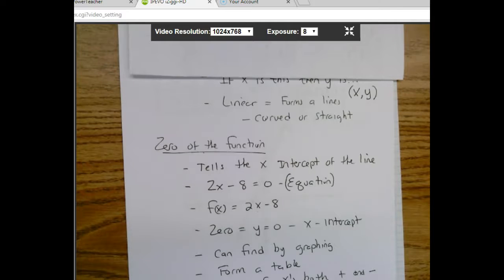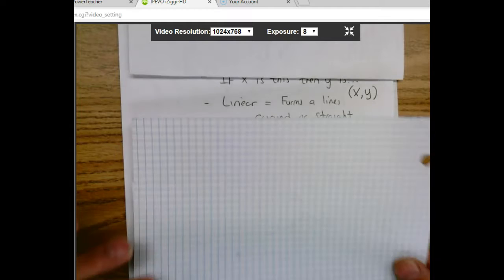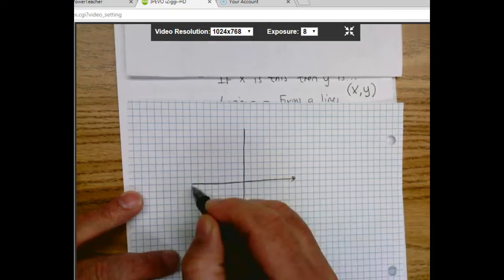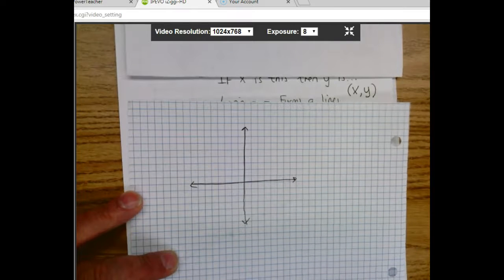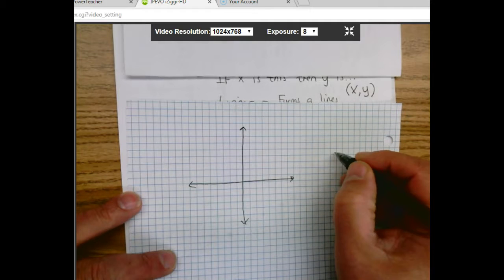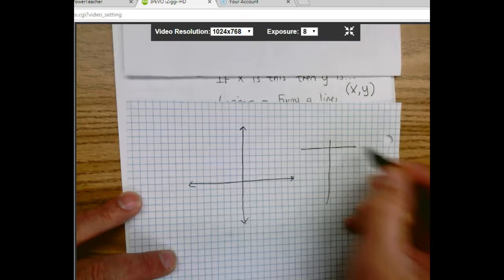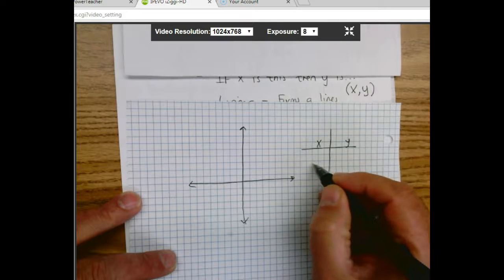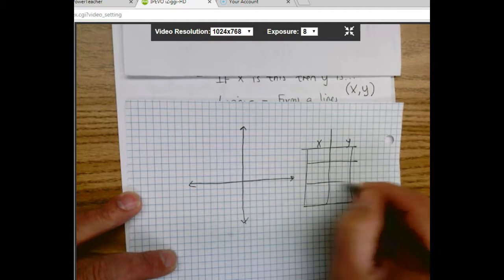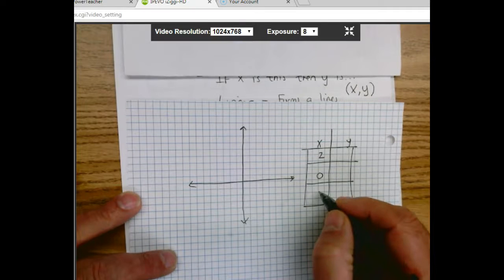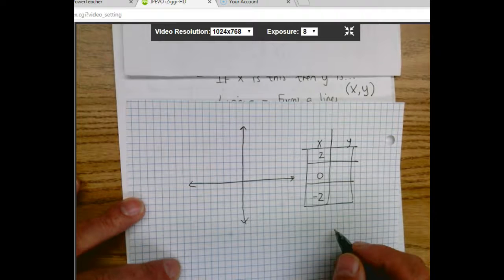Sometimes we make mistakes. I know I do when doing these. So if I did this graph, I can put in different numbers and see if they come out to where it does cross at (4, 0). So I can make a table with x and y. I could say x is 2, x is 0, that'd be my y-intercept, x is negative 2. And then I could just plug it into the equation.